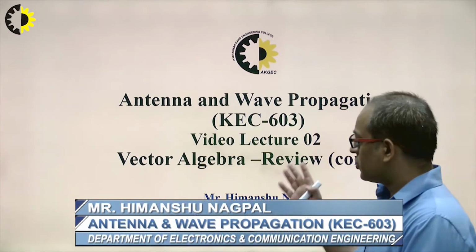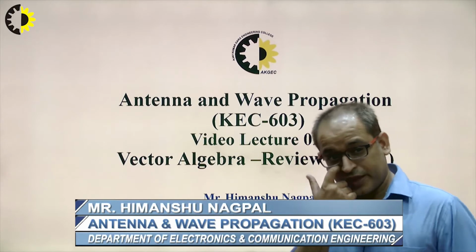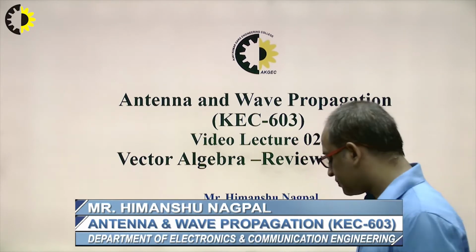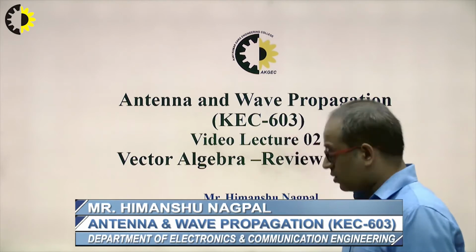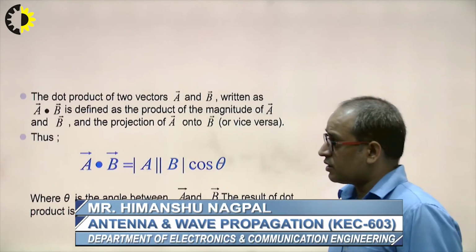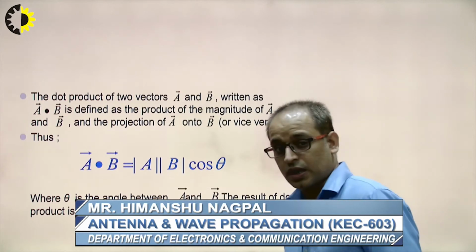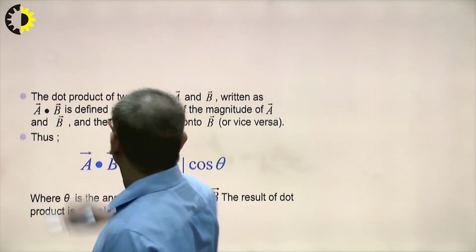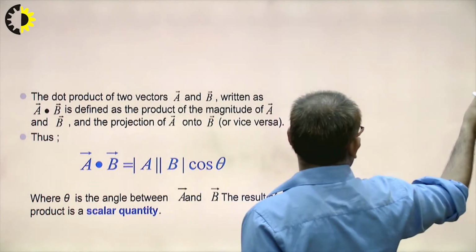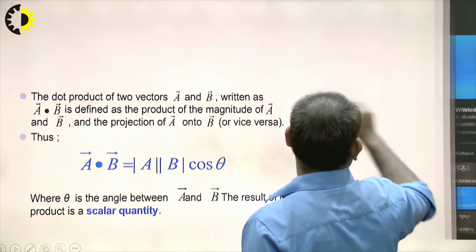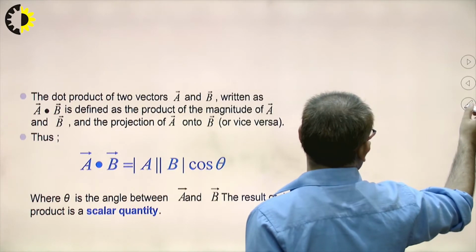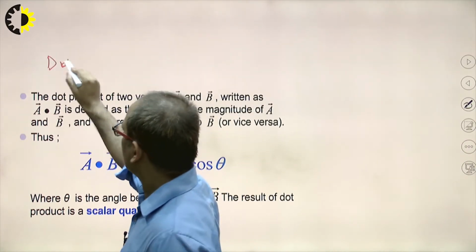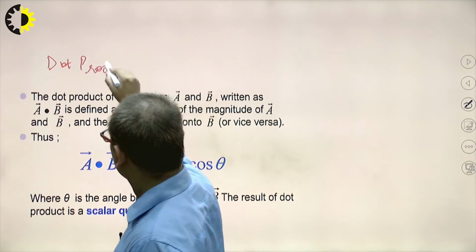This is video lecture number 2 of vector algebra, and we will continue with the review of vector algebra. In the last lecture we had started the dot product, and here we will continue with the dot product of two vectors.